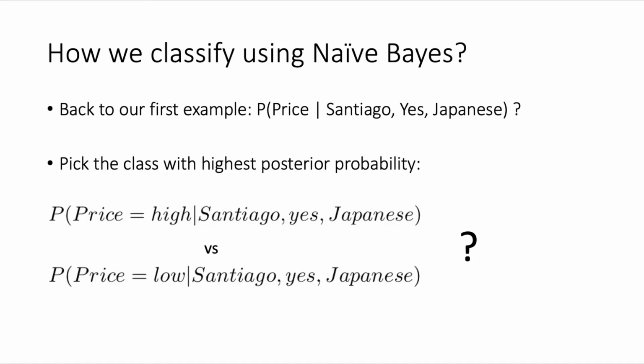So how can we classify using naive Bayes? Let's see an example. This was our previous example, right? We want the probability of the price given that our restaurant is in Santiago, has parking, and has Japanese food. So we just need to pick the class with the highest posterior probability. In other words, we need to compare the probability of the price equal to high with the probability of price equal to low, conditioning on the input data.